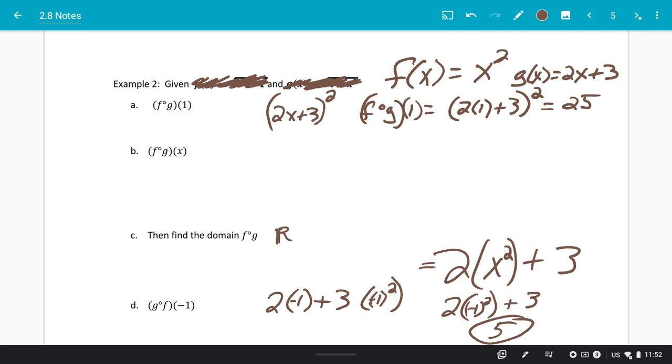Questions on composing functions? Think you'll be able to handle it? Composing looks really hard at first, doesn't it? But not actually.